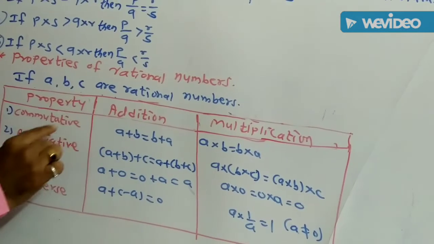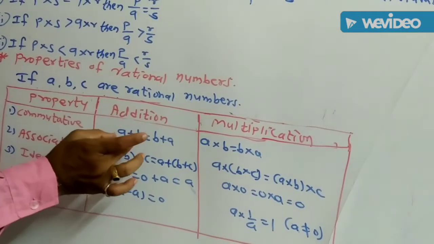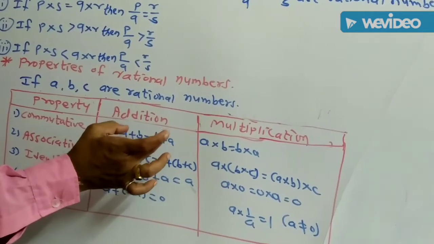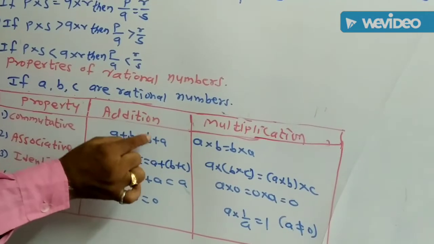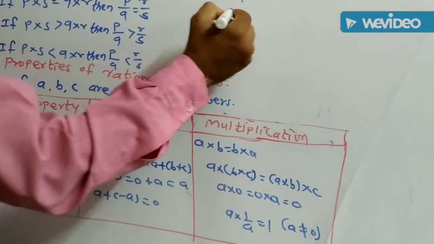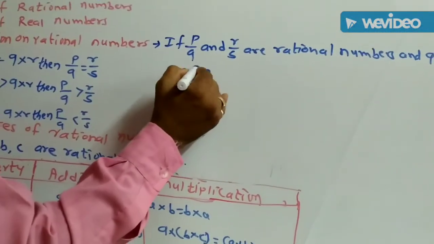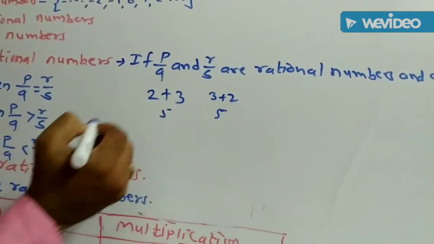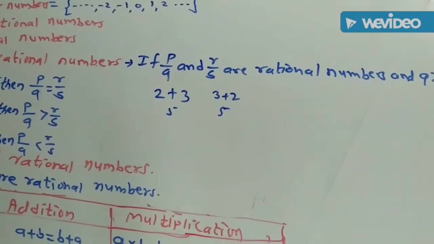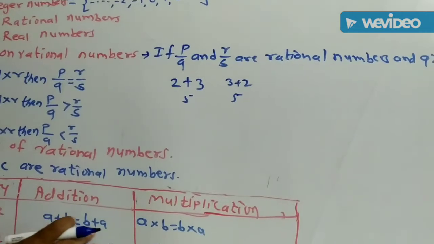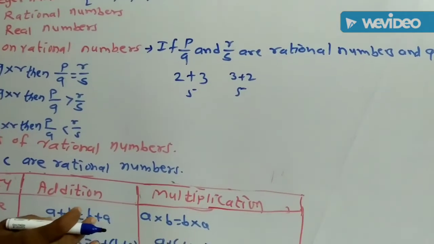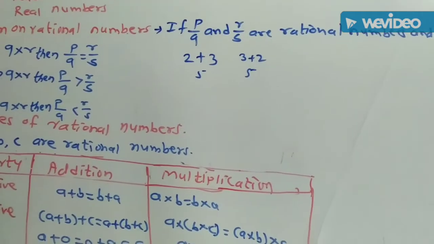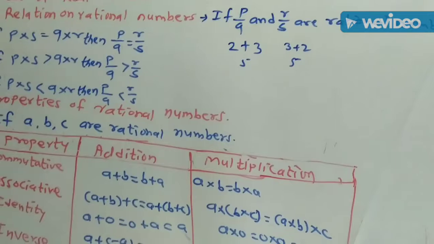That means the commutative addition property is A plus B is equal to B plus A. That is, the sum or addition of two rational numbers in any order is always the same. Suppose we take two numbers 2 and 3. Then we take the addition 2 plus 3, that is 5. And if we take the addition 3 plus 2, then again we get 5. That means the addition of any two rational numbers is the same if we do it either way, A plus B or B plus A. And this property is called the commutative property.